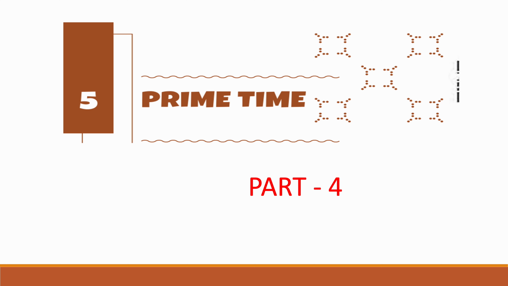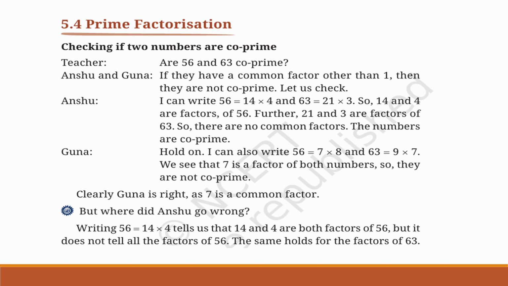Today we will see NCERT Class 6 Maths Chapter 5 Prime Time Part 4. Prime factorization. Checking if two numbers are co-prime. We have to check whether two numbers are co-prime. Teacher asked, are 56 and 63 co-prime?